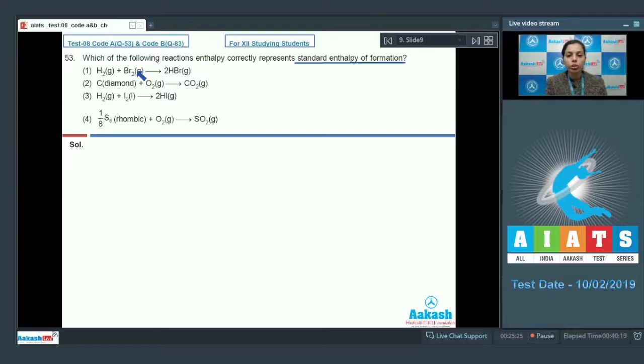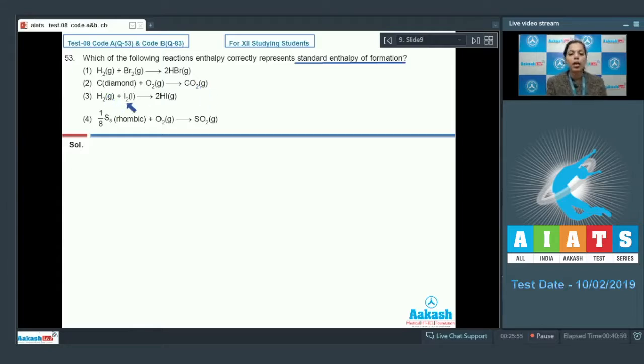Further, bromine is also taken here in the form of gaseous state, but the standard state of bromine is liquid. So, this is not representing the correct answer. For the second option, carbon is there in the form of diamond combining with oxygen to form CO2. Yes, 1 mole of CO2 is formed, but carbon is not here in its standard state. It is in the form of diamond, but it should be graphite if we want to find out the standard enthalpy of formation with the help of the enthalpy of this reaction. This is also not the correct answer.